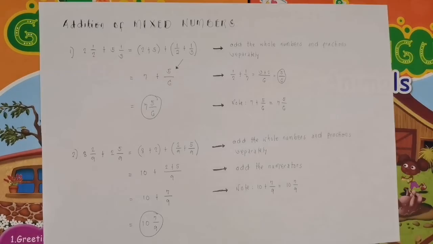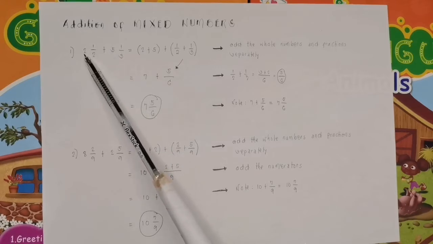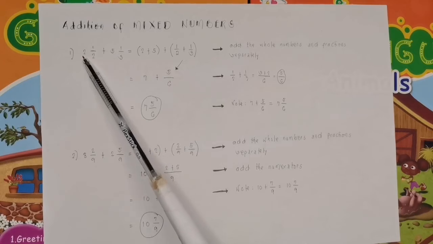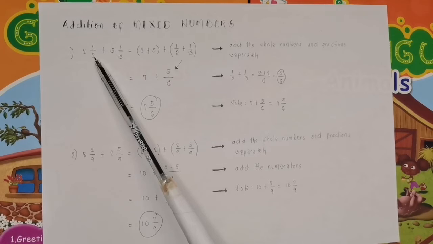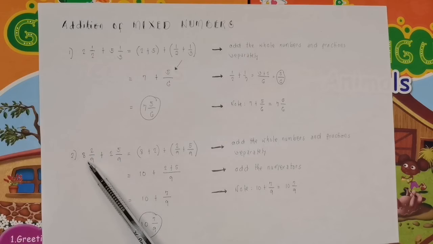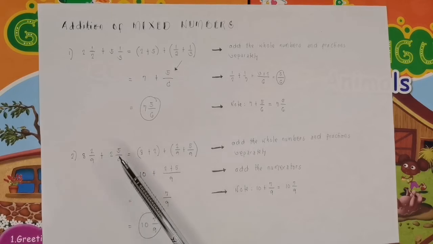The last one, we have addition of mixed numbers. Mixed numbers contain a whole number and a fraction. Example, we have 2 and 1/2. This is the whole number 2 and the fraction 1/2. Again, it is the combination of a whole number and a fraction. Another example, we have 5 and 1/3. We have 8 and 2/9. And we have 2 and 5/9. We will add mixed numbers.